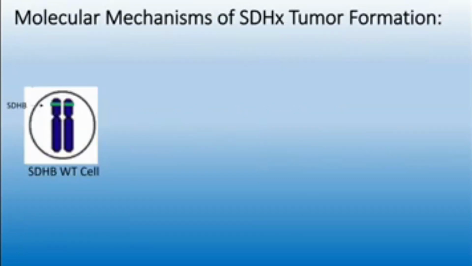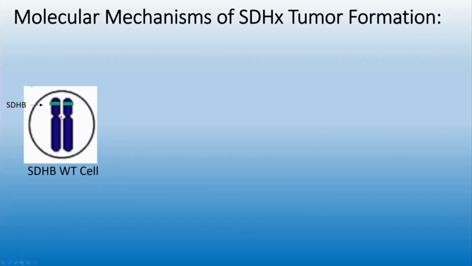Okay. So in order to understand what my lab has tried to do with making a mouse model of SDH, I think it's important to take a step back and understand how SDH-related tumors form. So every cell in your body has DNA, chromosomes, and you have 46 chromosomes. You got half of them from your mom and half from your dad. In a person who doesn't have an SDHB mutation, they have two copies of the SDHB gene. Both of them are the wild type or normal sequence.